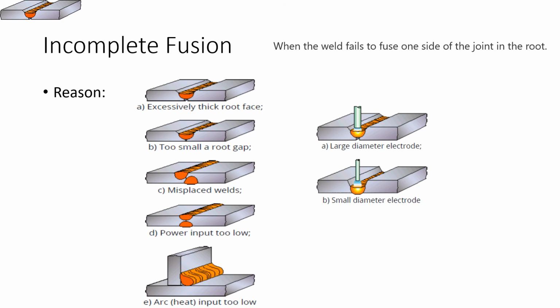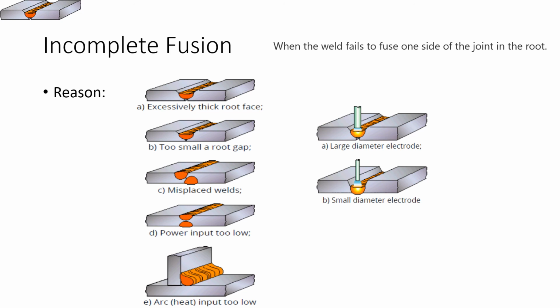Then if the power input is very low, it cannot penetrate properly to melt the whole surface along the thickness. Then if the arc input is also low, as we know, heat H is equal to I square RT. That means if the heat input is very low, if the current is low, then proper heat is not produced, and therefore the root may not be completely fused.